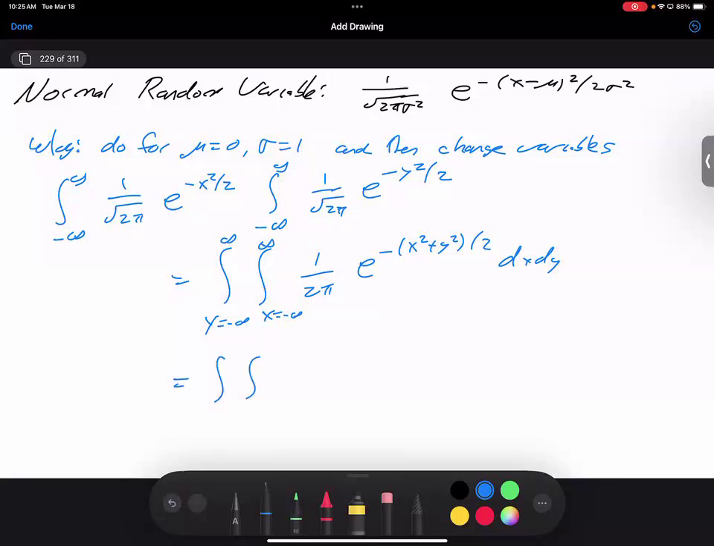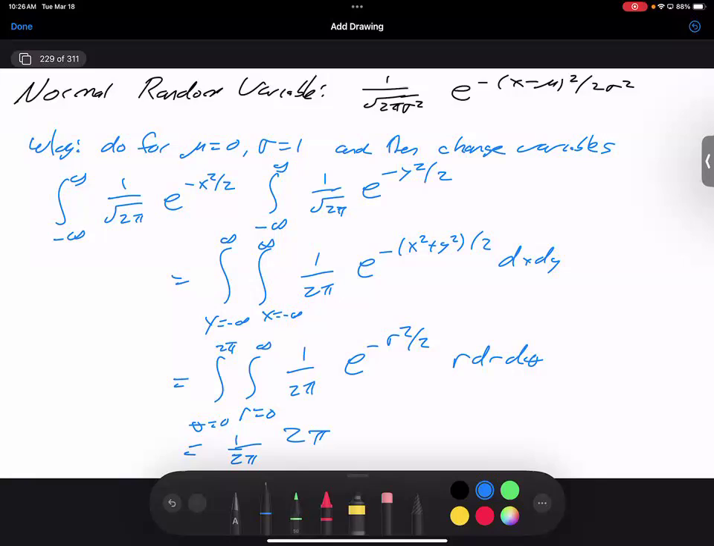And then you write this as the integral of 1 over 2 pi e to the minus r squared over 2 r dr d theta. r goes from 0 to infinity. Theta goes from 0 to 2 pi. The theta integral is going to be very easy. The theta integral just gives you 2 pi because there's no theta dependence. The r integral, we have e to the minus r squared over 2. What's the derivative of r squared over 2? It's just r. We have r dr.